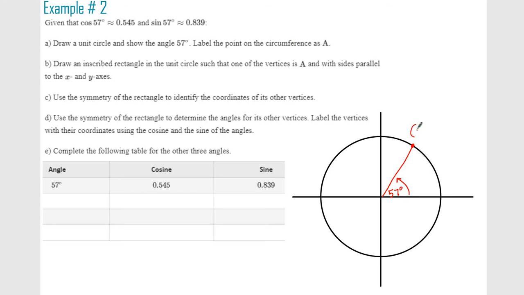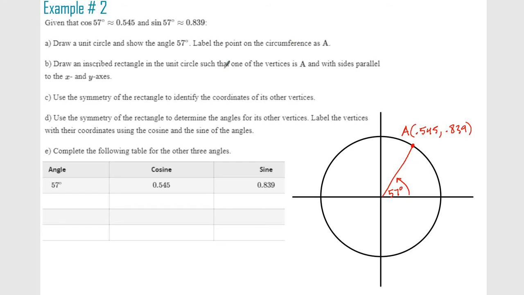So cosine 57 is 0.545 here, and sine 57 is 0.839. Again, always remember it alphabetical: x comma y, c comma s, cosine comma sine. So here we have this point, so we will label this point A.